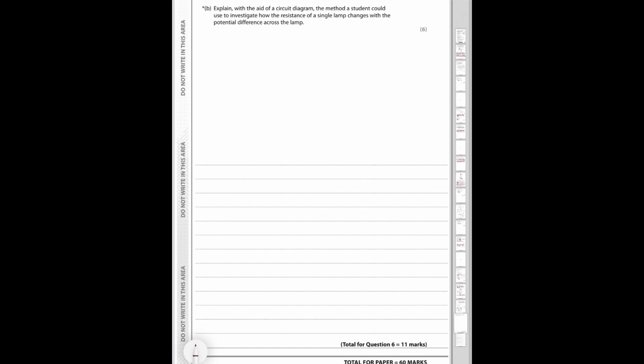So in this question, we need to explain with the aid of a circuit diagram the method a student could use to investigate how the resistance of a single lamp changes with the potential difference across the lamp. So the equipment would need to be set up with an ammeter, a bulb, and a variable resistor in series, and a voltmeter positioned across the bulb in parallel to measure the voltage.